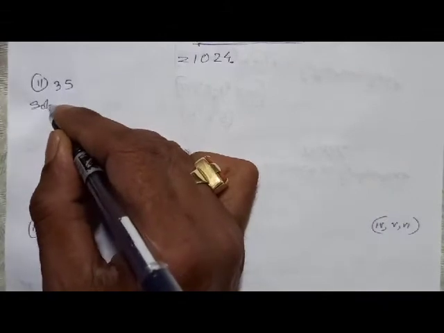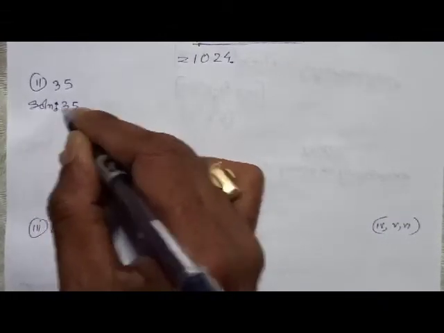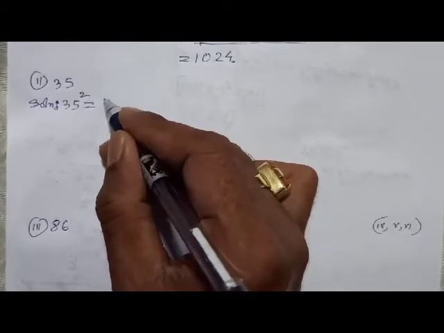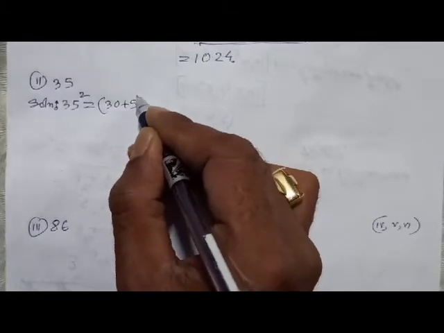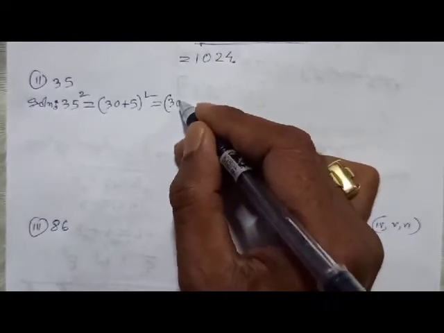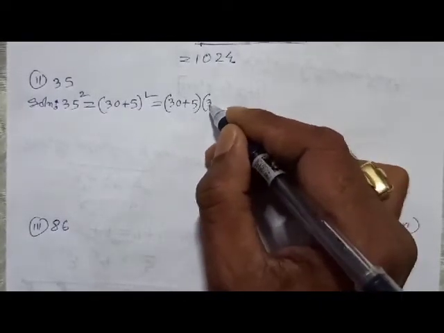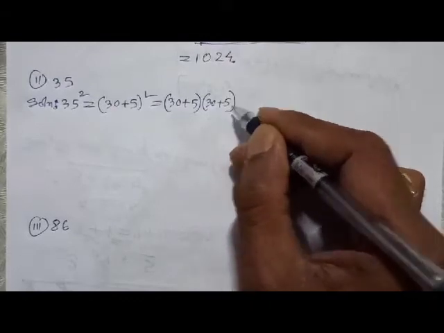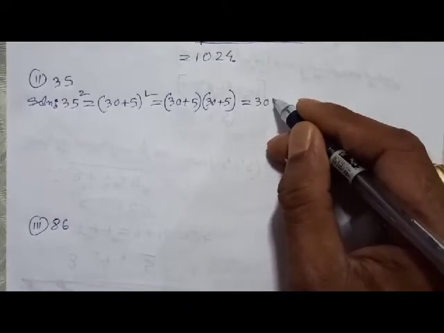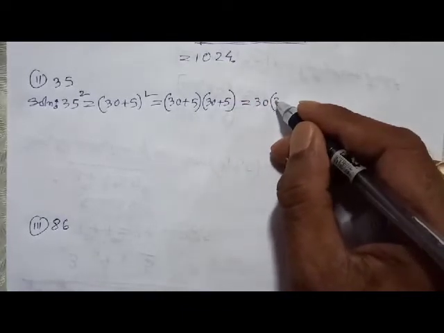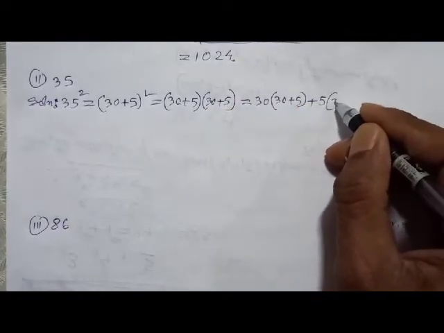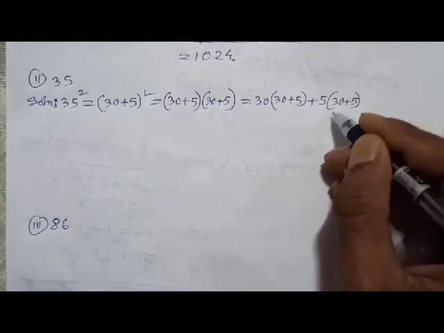Now solution. 35 square. 35 is the same as 30 plus 5 whole square. So 30 plus 5 times 30 plus 5. We multiply 30 with 30 plus 5, and plus 5 with 30 plus 5.